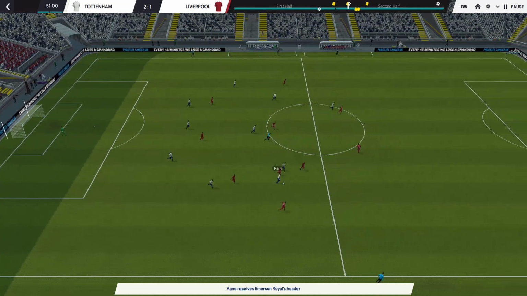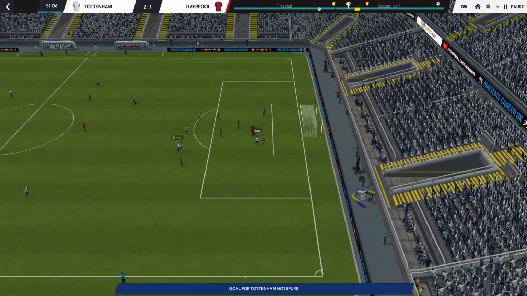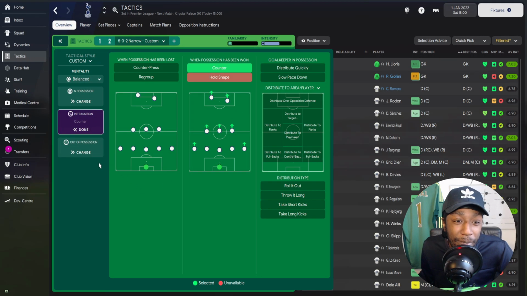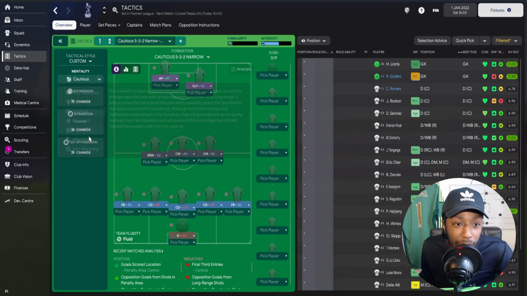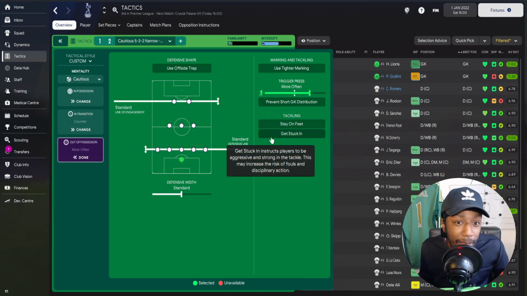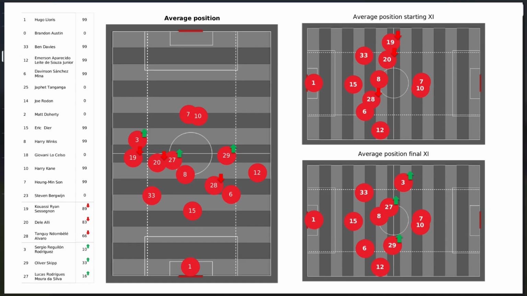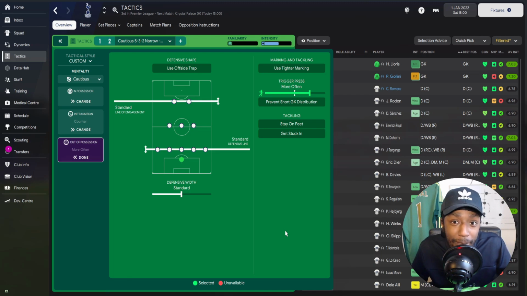So, of course, we've worked out that Tottenham are a very counter-attacking side when they operated in this 5-3-2 against Liverpool, which of course in transition right away we're going to be using counter-attack when the possession has been won. We're also going to be using that cautious mentality. The trigger press is set to more often once again, but the defensive line and line of engagement, we're just going to keep it on standard, and then during games we can manage this to whatever is needed for that certain match situation.